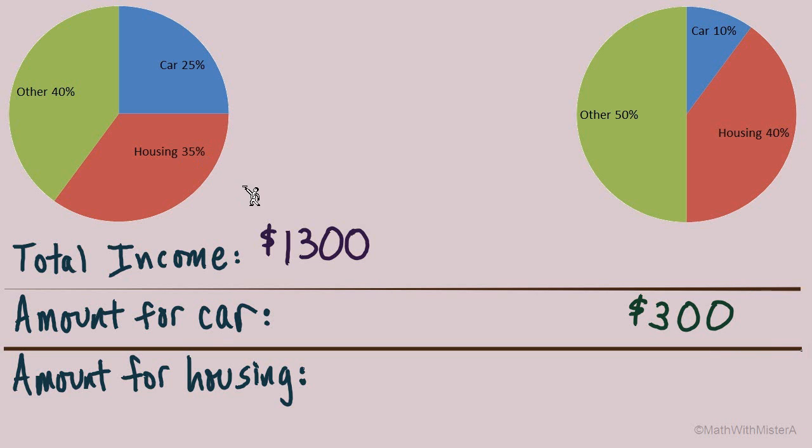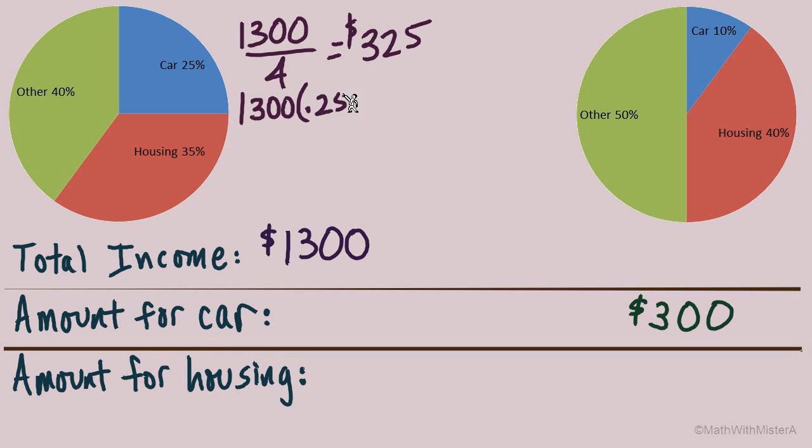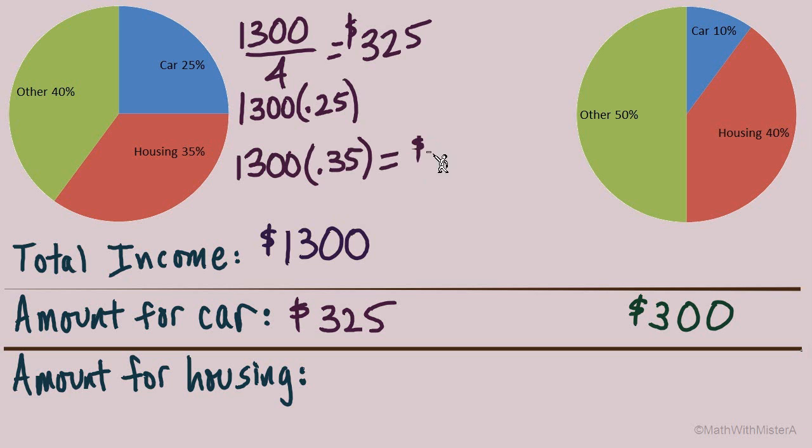On the left side, knowing our total income, the reference value, we can multiply or divide to find these percents. The car is 25%, which we know is 1/4. 1,300 divided by 4 will equal $325. Now remember, this is the same thing as multiplying by 0.25. This might be our more familiar way of calculating percents, but remember 25 is 1/4, so it might be helpful to remember that sometimes too. So this side spends $325 per month on the car. What is the amount spent on housing? This time it's 35%, which equals $455.